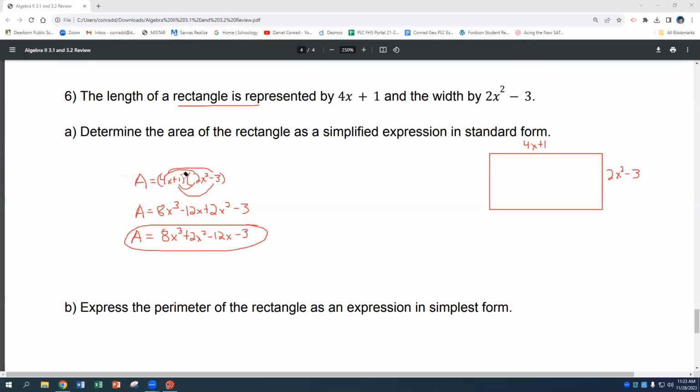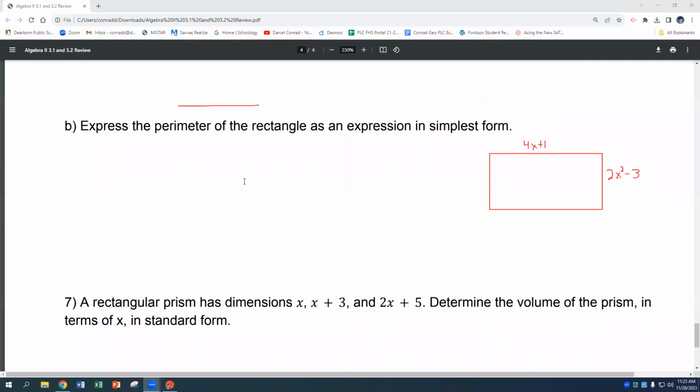All right, perimeter. So if we go down to the one below, perimeter is the length around the rectangle. So if this side's 4x plus 1, this one is also 4x plus 1, and this one is 2x squared minus 3. So the perimeter is just adding. So you'd have 4x plus 1 plus 4x plus 1 plus 2x squared minus 3 plus 2x squared minus 3, right? Those are your 4 sides of the rectangle. We just add them all together.